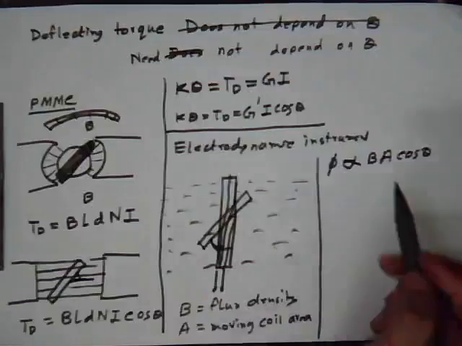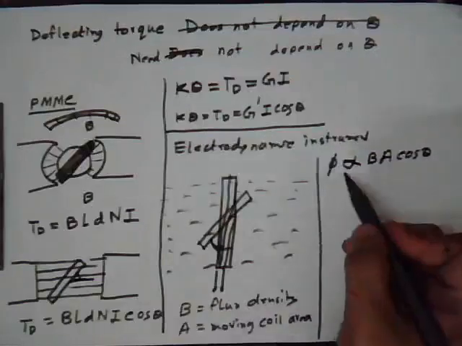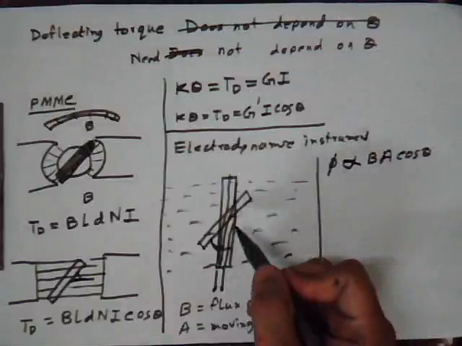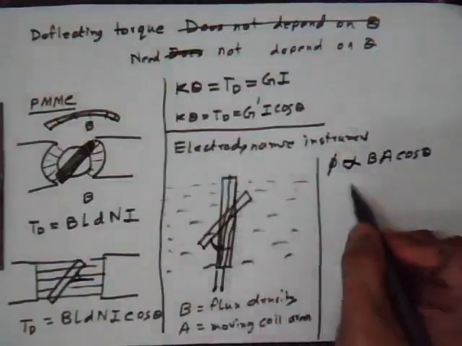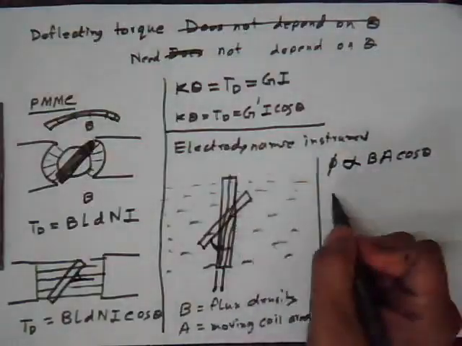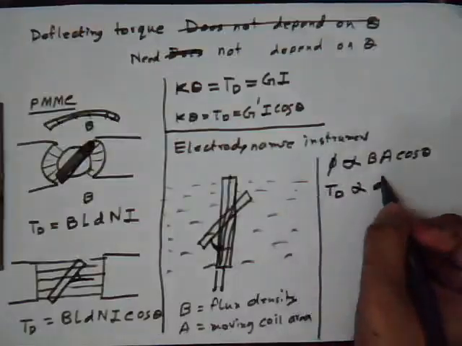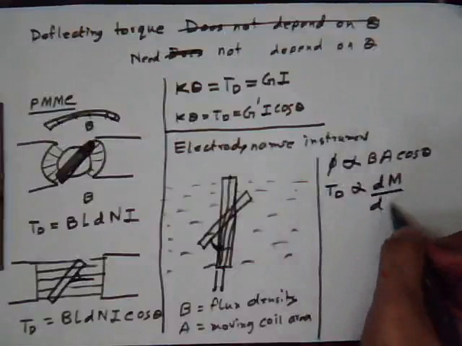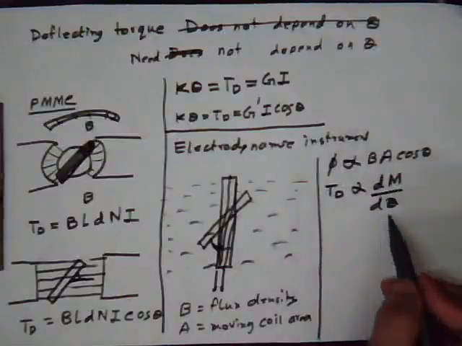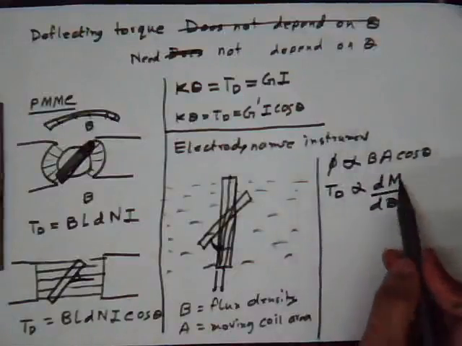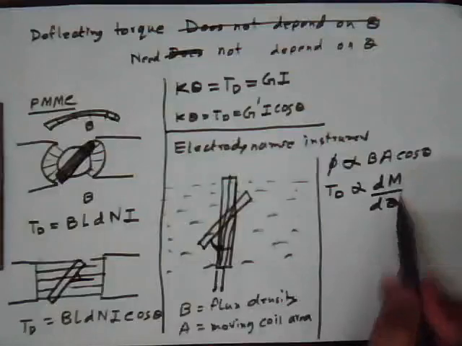And then we also saw that the torque in an electromagnetic device, TD, is proportional to dM/dθ. What is dM/dθ? It is the rate of change of mutual inductance as a function of theta.